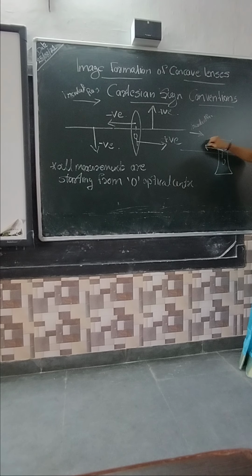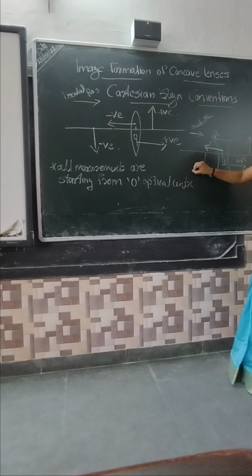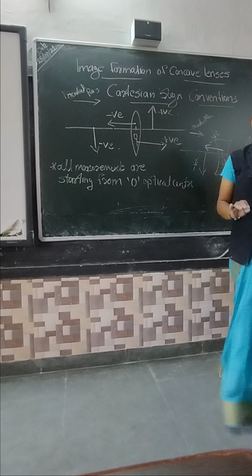Same direction of the incident ray? Positive. Opposite direction of the incident ray? Negative. Above the principal axis? Positive. Below the principal axis? Negative. Clear everyone? Yes. Cartesian sign convention is clear? Yes. One example also, please tell the answer.